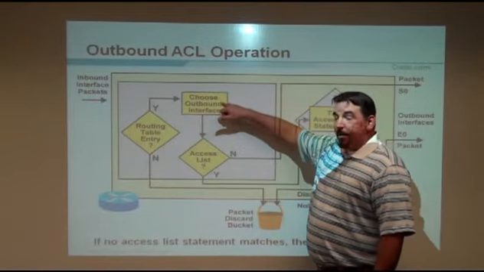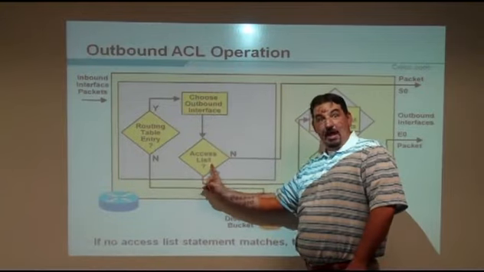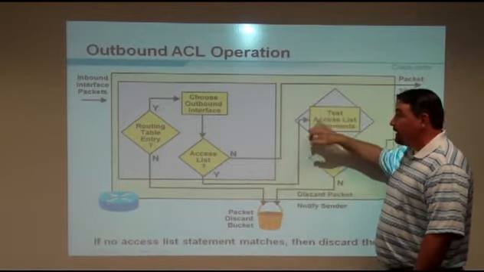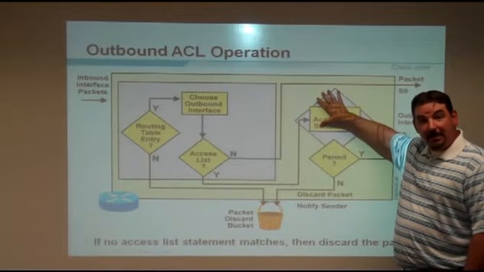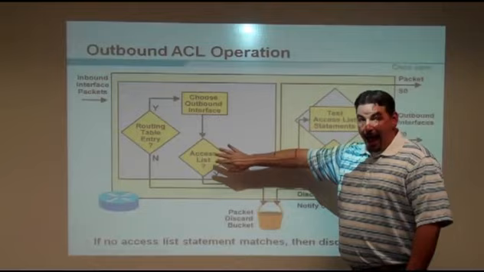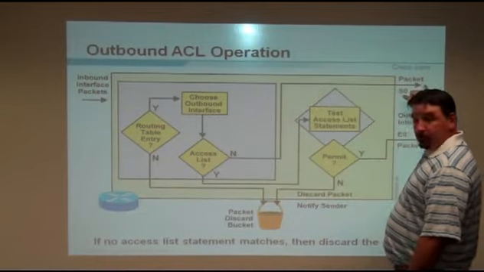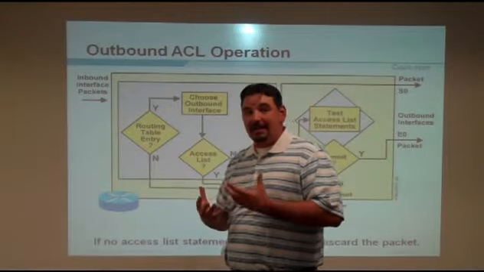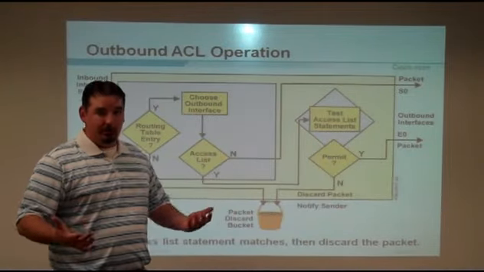Okay? If I find the outbound interface that we want to go through, then we say, do we have an access list on that interface? If there is an access list on the interface, we've got to go through and test this packet based off of the access list statements that we have. If there's no access list on the interface, it just gets routed out the interface. Okay? So the net effect of not having any access list on the interface is to allow all traffic. Okay?